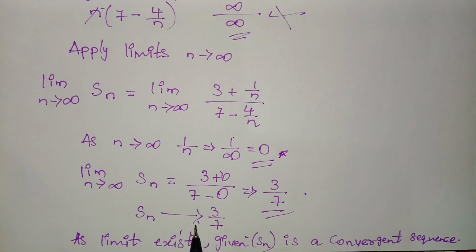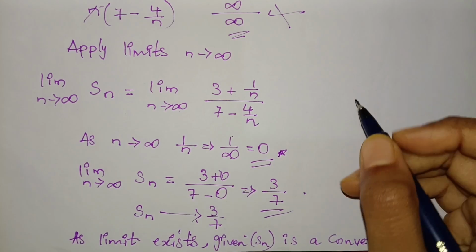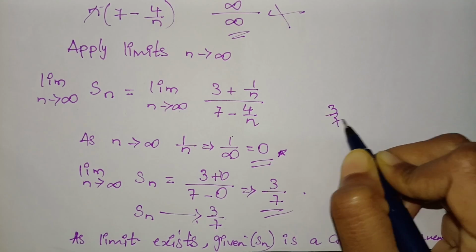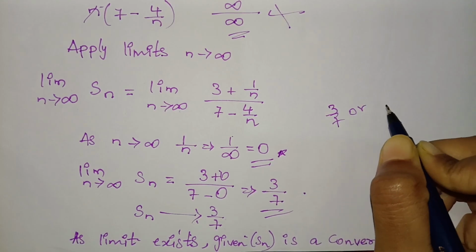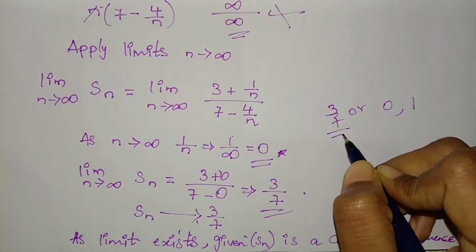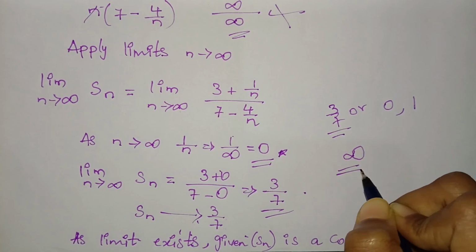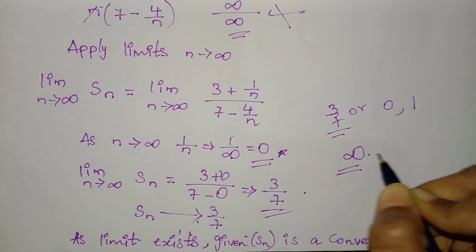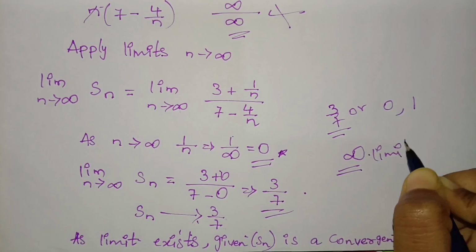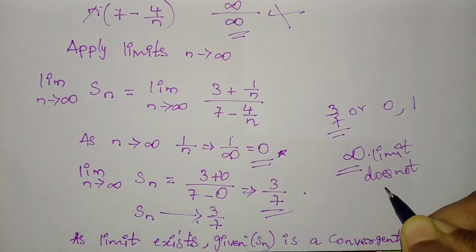As the limit exists, we can say that the sequence is a convergent sequence. So always remember that a sequence should have a unique limit value, which means 3 by 7 or 0 or 1, like this. It should have a unique value, but it should not equal infinity. If it is equal to infinity, then the limit does not exist.